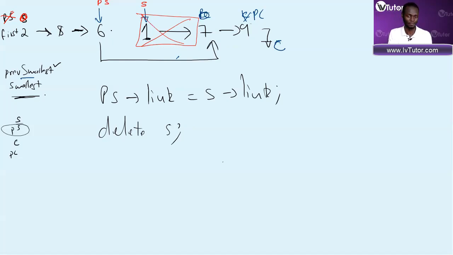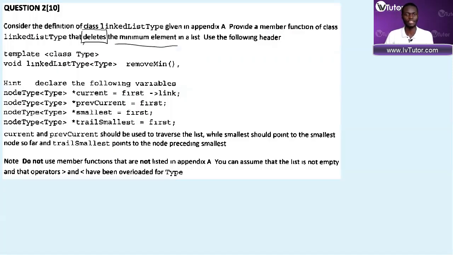delete. So if you go back to the question now, you see what it says here. Sometimes they use the words previous current or trail current. Like in this case, they are using current, previous current, smallest, trail smallest, which is the same thing as previous smallest. Or they can say current and trail current, smallest and trail smallest, or smallest and previous smallest. It doesn't matter. But at least they have given you these 4 nodes because you use these 2 for looping and these 2 for deleting.